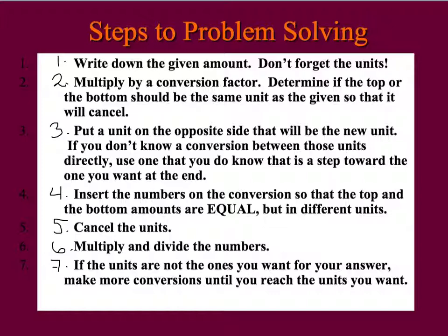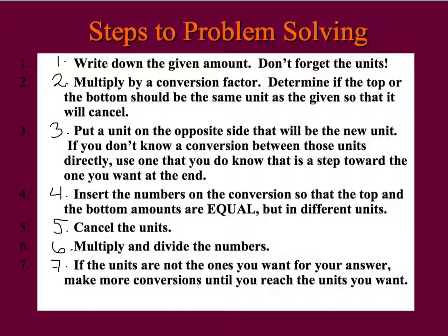So a good way to look at these dimensional analysis problems is to break it down into steps. These 7 steps are the ones you're going to use for any dimensional analysis problem that we do all year. Step 1 is to write down the given amount. And remember, don't forget to put the units as well as the number. Step 2 is to multiply by a conversion factor. Determine if the top or the bottom should be the same unit as the given so that it will cancel. Step 3 is to put a unit on the opposite side that will be the new unit.